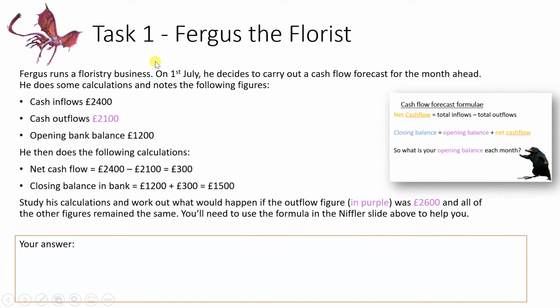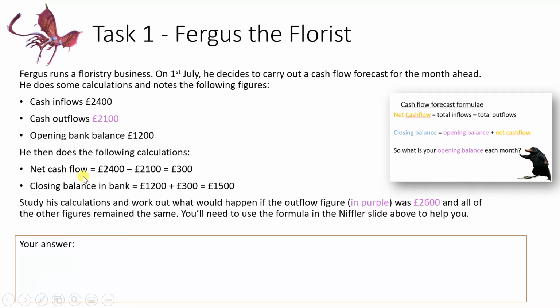So here it is, Task 1, Fergus the Florist. Fergus runs a floristry business. On 1st of July, he decides to carry out a cash flow forecast for the month ahead. He does some calculations and notes the following figures. Cash inflows, £2,400. Cash outflows, £2,100. Opening bank balance, £1,200. He then does the following calculations.